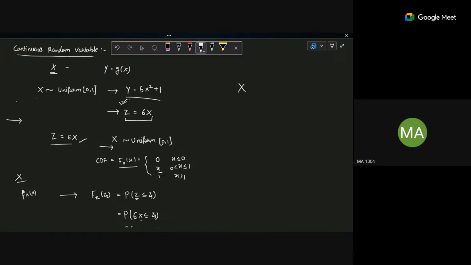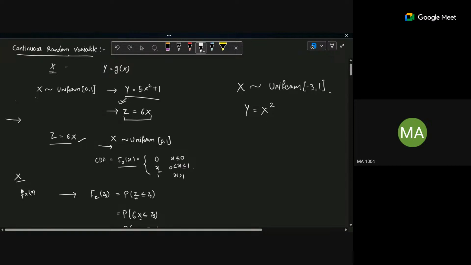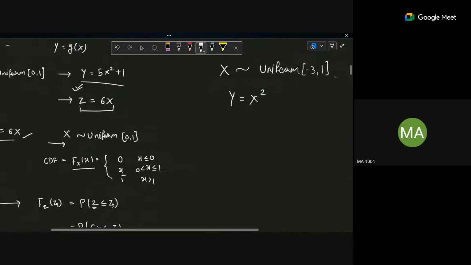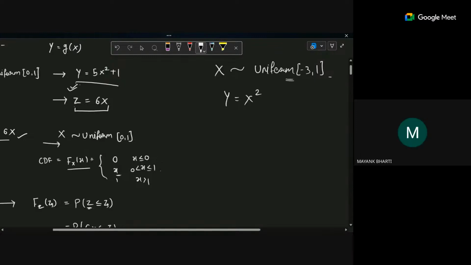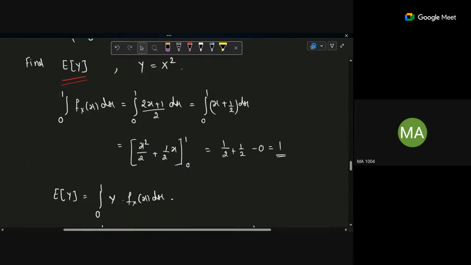That means you are saying X follows a uniform distribution from -3 to 1. And what is your g of x, y or z? Y will be x square. Okay, y is x square. So, what will be your first task? Just find the CDF for this uniform distribution, right? Let me write all these things on a fresh page. Minus 3 to 1, y is equal to x square.